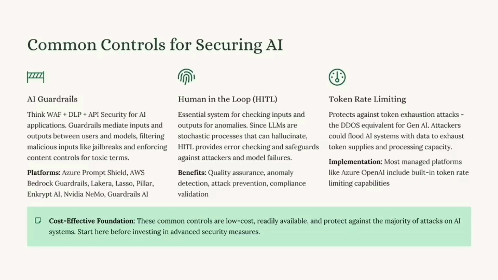Common controls. So this is the thing. If you don't take anything else from this talk, these are the things that I want you to focus on. The biggest thing you can do is a thing called an AI guardrail. This is no different than the guardrail concept when we went to the cloud and put guardrails around things. Think of this as a WAF, DLP, API security model for your AI environments.